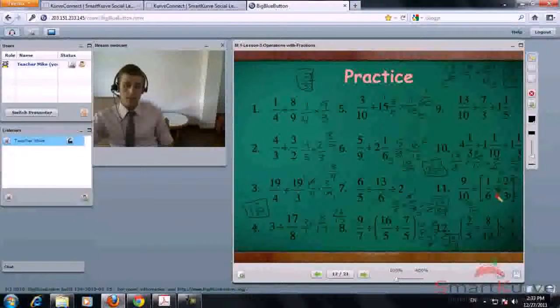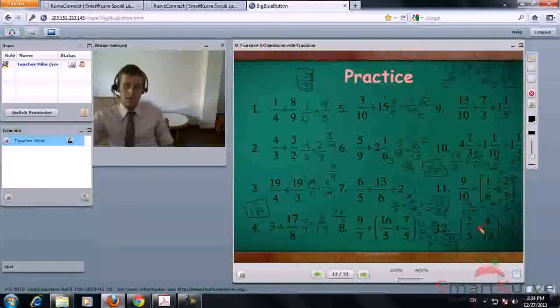divided by 5/6. So we know it's multiplied by 6/5. The 10 can become a 5. The 6 can become a 3. 9 times 3, 27 over 25 becomes 1 and 2 over 25.